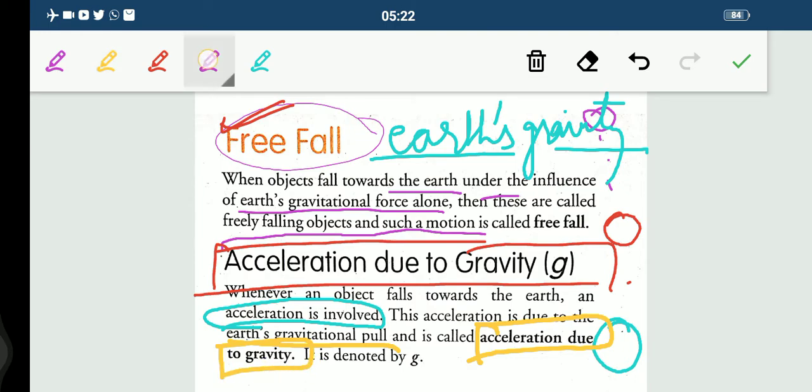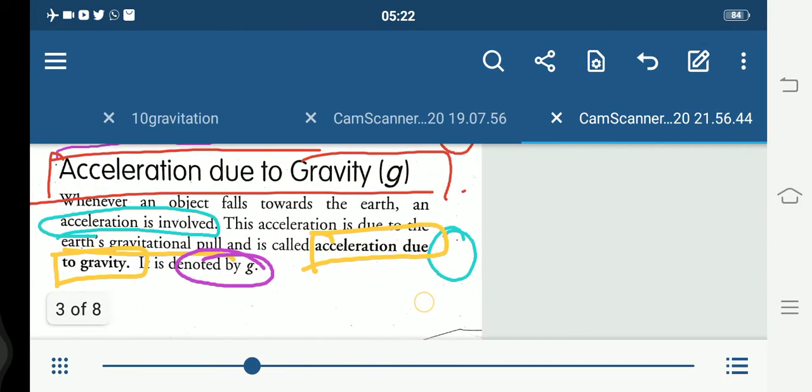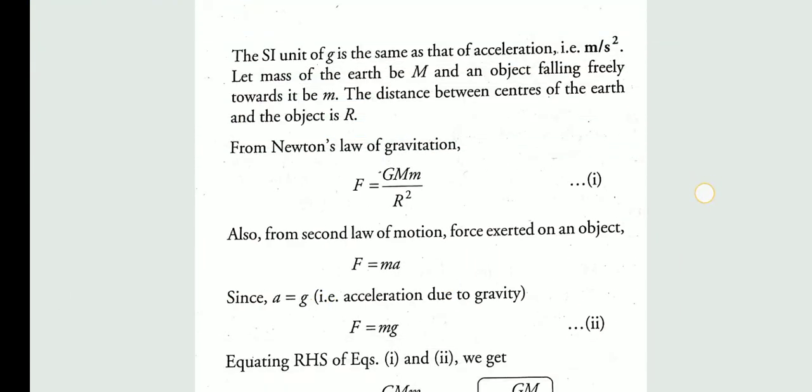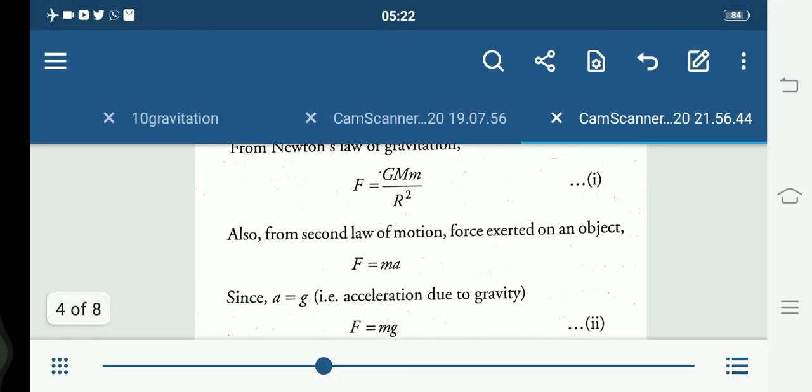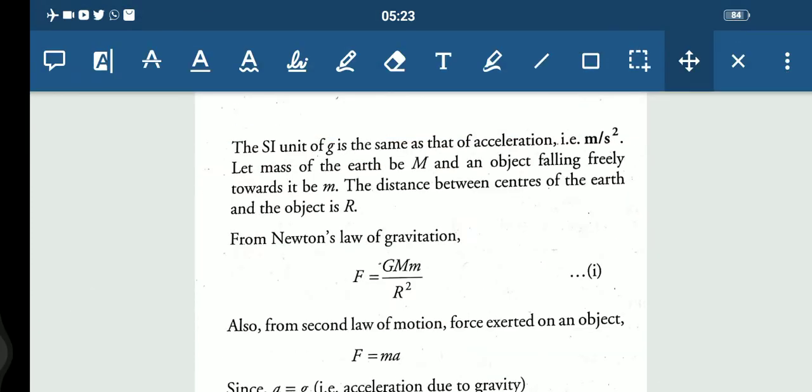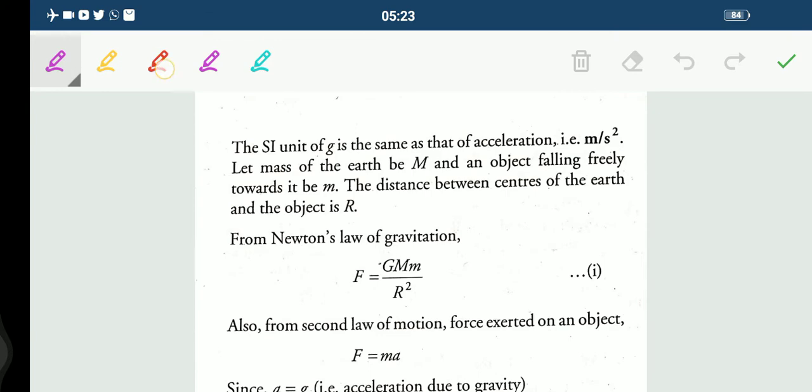Remember this thing, this acceleration due to gravity is denoted by small g. Now students, here comes the derivation, which is very important and easy as well. We should know what the SI unit of small g is. The SI unit is exactly the same as that of acceleration, because it is also an acceleration. So its SI unit becomes meter per second square.